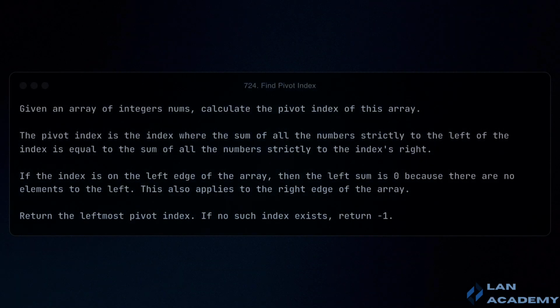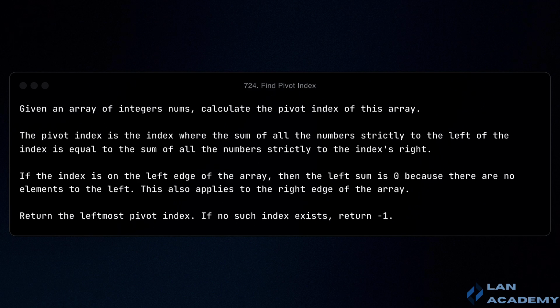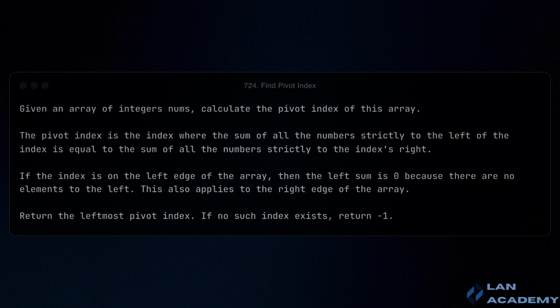In this problem, I receive an array of integers and need to determine the pivot index of this array. The pivot index is the index where the sum of all numbers strictly to the left of the index is equal to the sum of all numbers strictly to the right of the index. If no such index exists, I should return -1. The goal is to find the leftmost pivot index if multiple such indices exist.